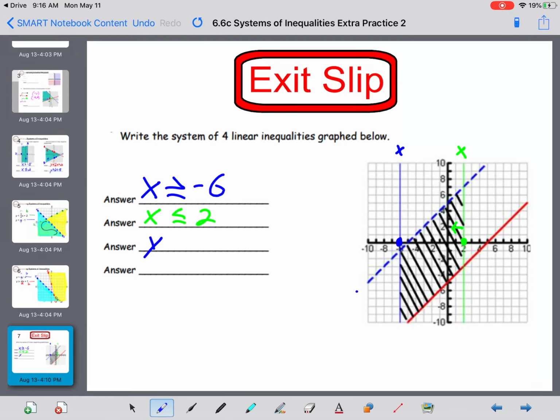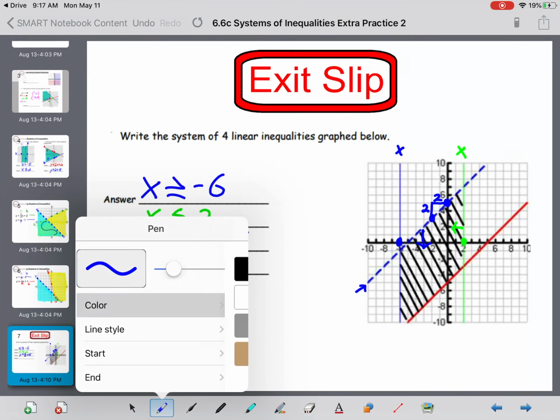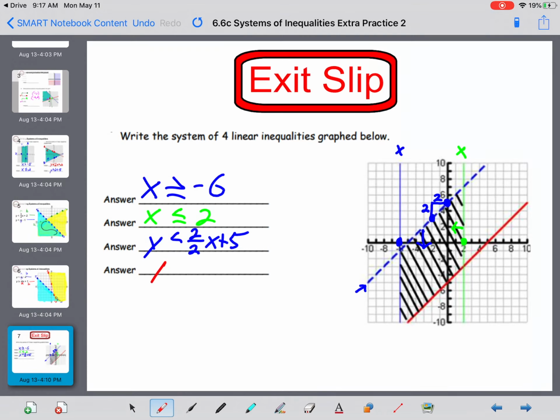Now the next 2 are the more difficult ones. You have a blue dashed line. So you know that's going to start with a y, this line right here. It crosses the y-axis at positive 5. So you know there's going to be a plus 5 at the back end of this. The rise over the run, if you find another point, which it looks like this one right here, is up 2, right 2. So 2 over 2x. And this line is dashed, and the black shading indicates it's shading below that line. Less than. y is less than 2 over 2x plus 5.